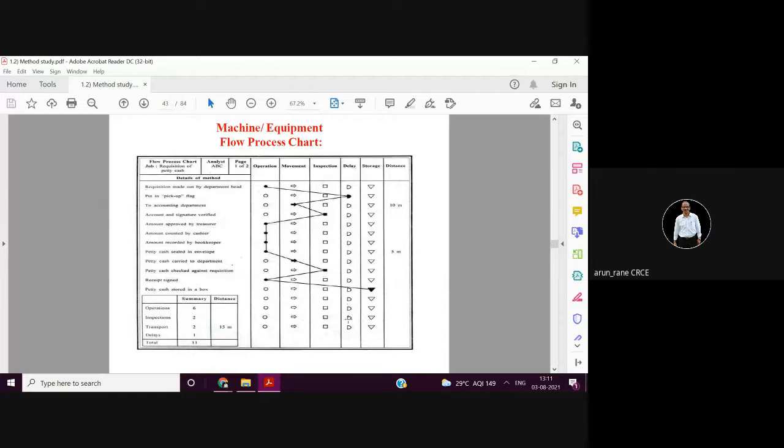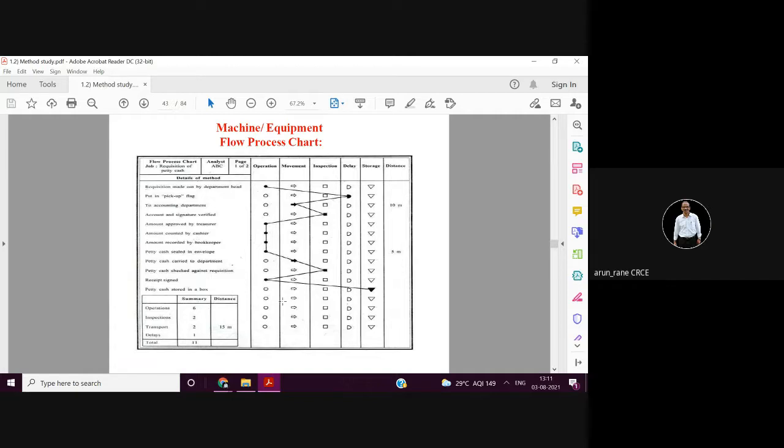And then here you have the summary. How many operations are here? One, two, three, four, five, and six. So operations should be more. Inspection: how many inspection activities? One and two, so two inspection activities. Transport: two transports. Then delays: one. So total 11. Then how much is the distance covered? You have to measure with a string, so that's why it is also called the string diagram.